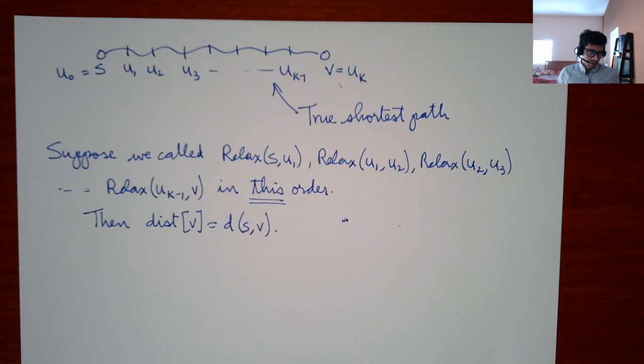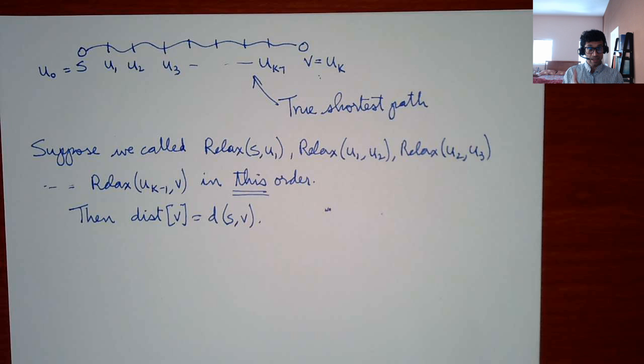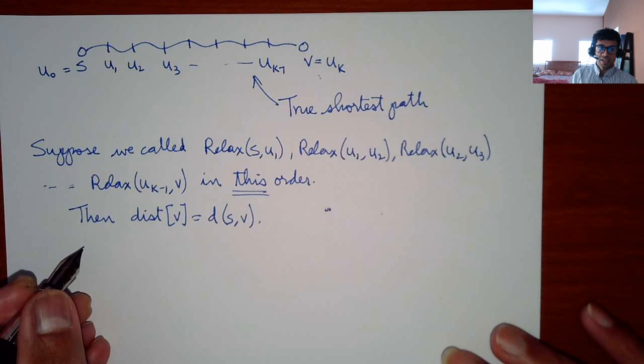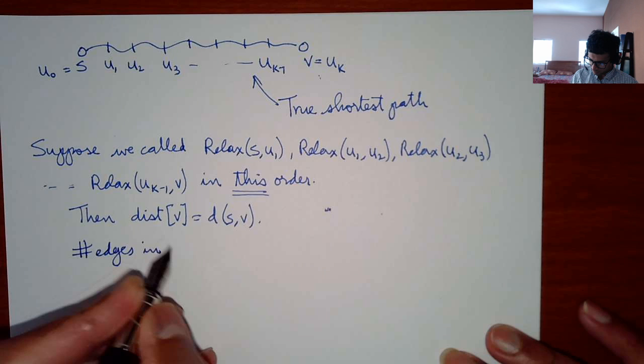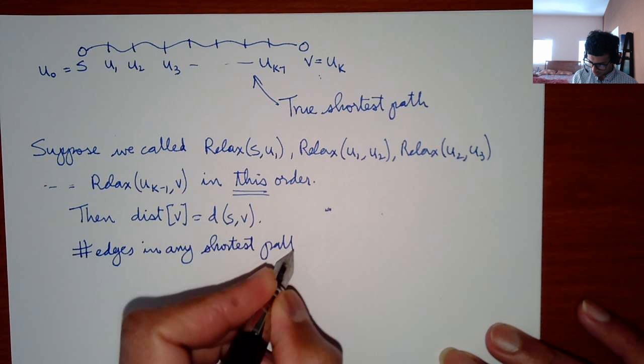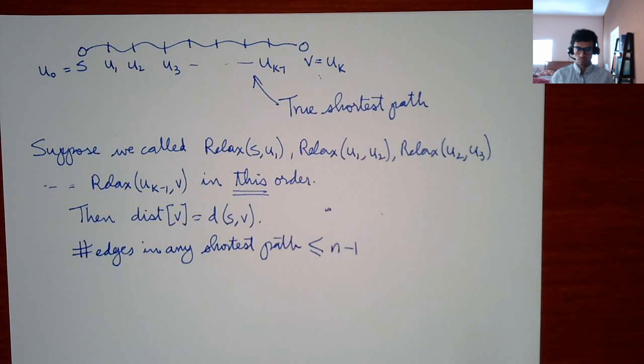Right? So if you could magically call relax in this order, so first on S,U1, then on U1,U2, then on U2,U3, exactly in that order, then you're guaranteed to find the shortest path distance to V. Now, how many edges are there? The number of edges in any shortest path is at most n minus 1. At most n minus 1 edges.